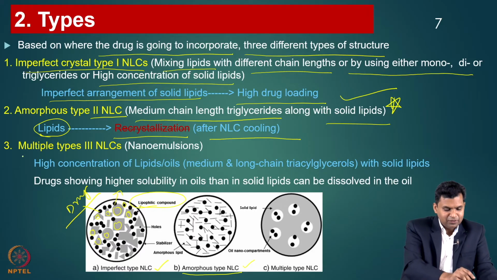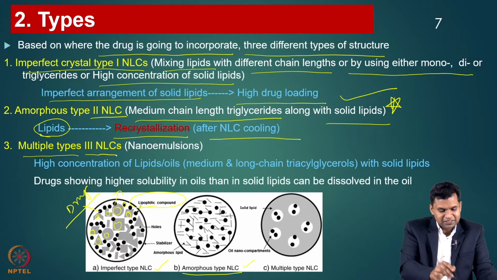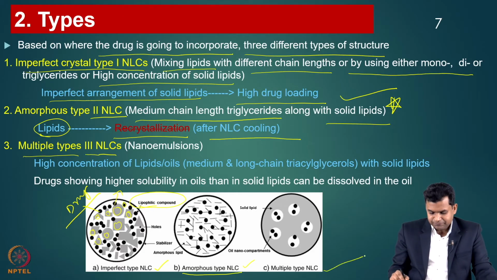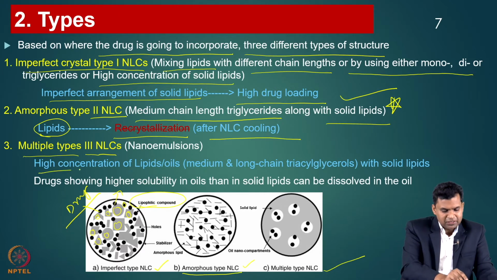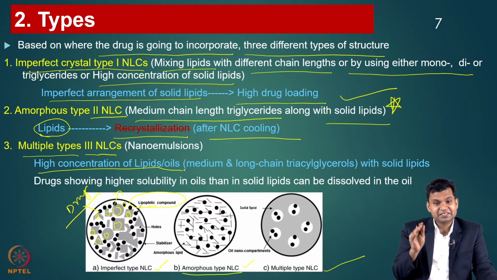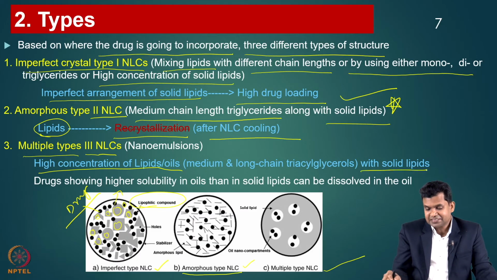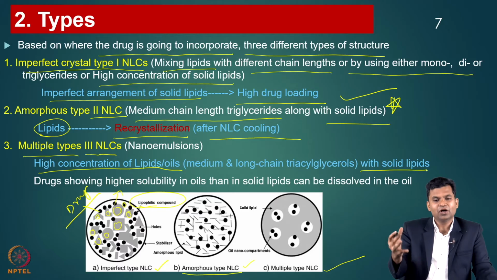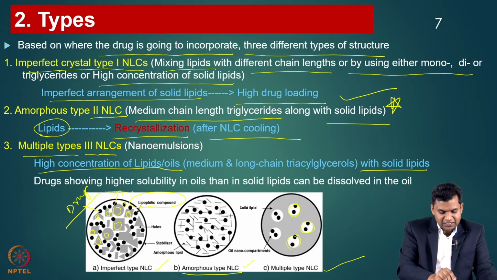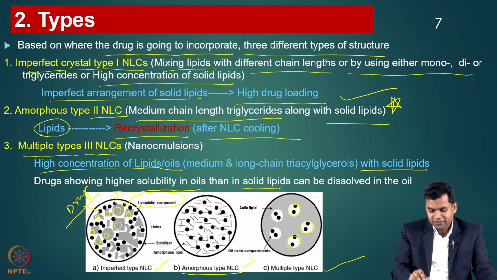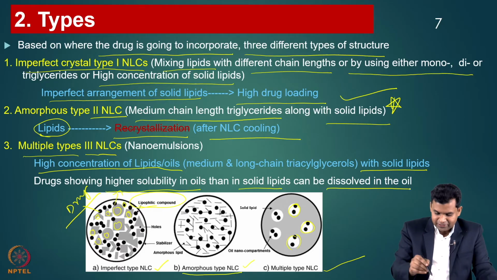Now the third one is the multiple type 3 NLCs, which form an emulsion. Here we use a high concentration of the liquid lipids with a small amount of solid lipids. Now, this high concentration will help to encapsulate your drug molecules, which have higher solubility in oils compared to solid lipids, so that you can dissolve them in the oils and surround them with the solid lipid.